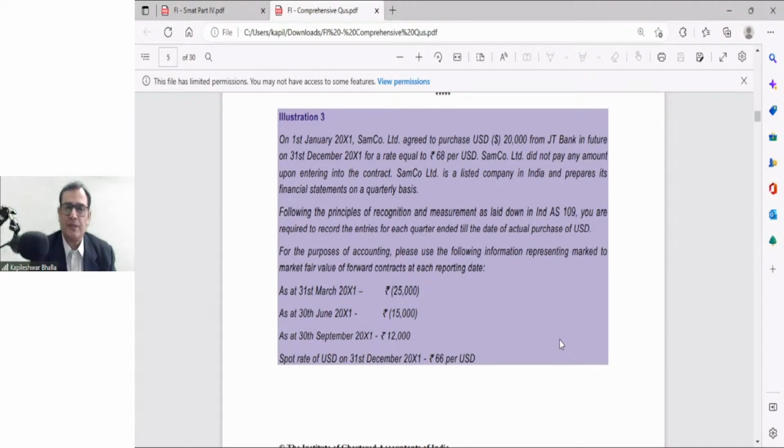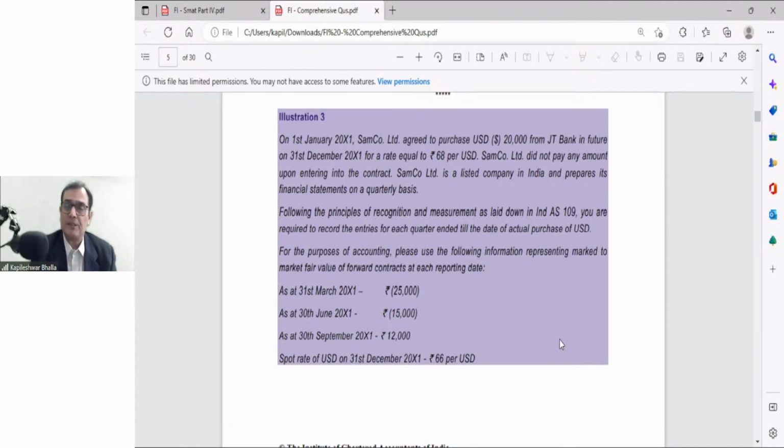So I think two features are very clearly visible. Number 1, there is no initial investment. And number 2, there is a future settlement. And in any case, we can definitely say that the value of this contract is derived from the exchange rates prevailing in the market. So all three conditions of a derivative are present. So it would be a case of a derivative.